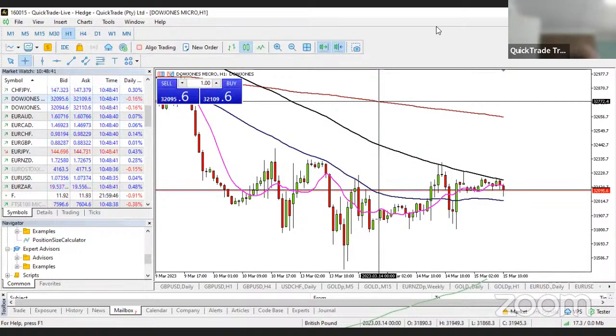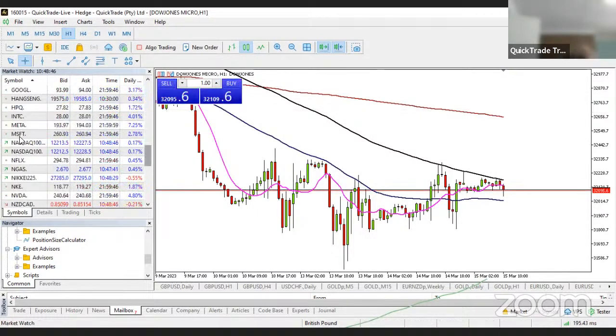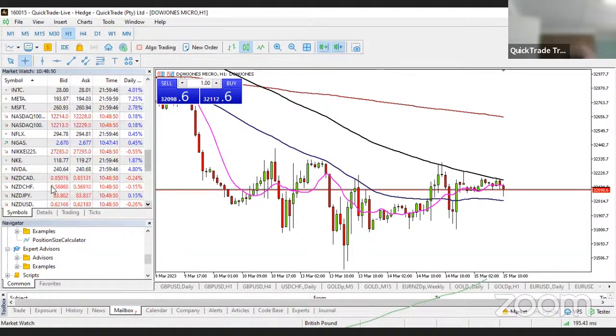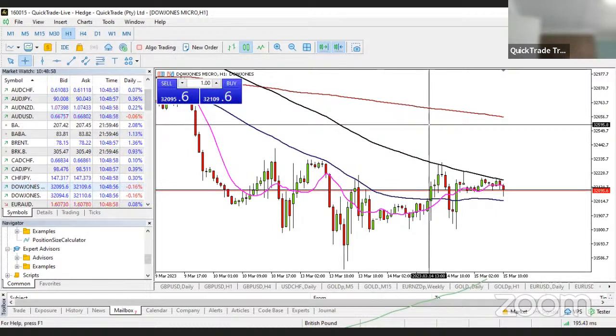NZD CHF seemed to be hovering last I looked. We know gold's okay. NZD CHF is hovering. Is it doing about the same? AUD-JPY about the same. Yeah, so it's slightly better, but you can't say 2 pips is better. At least it's not worse. Okay, so keep the fingers crossed on that.